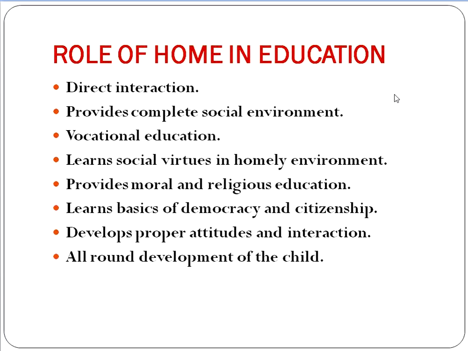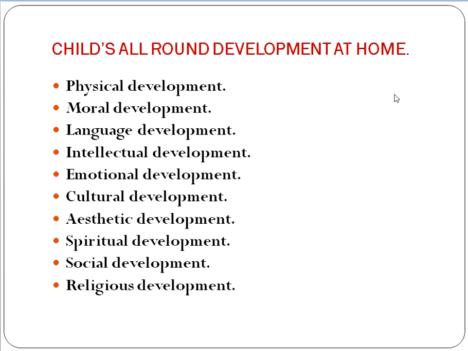If they do not play a prominent and crucial role, if they are not careful enough, then the children will never be able to attain education in the proper sense. So these are certain roles of home in education, as an informal agency. Now we can proceed to the next slide.